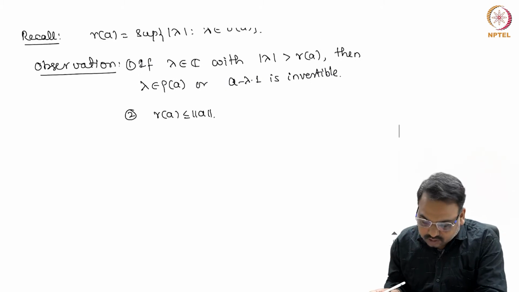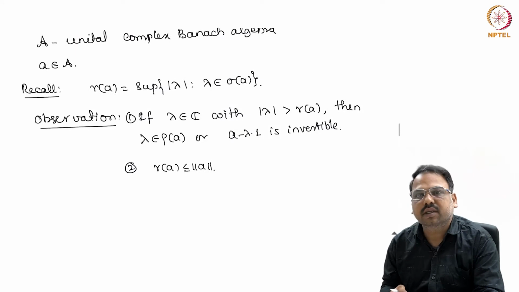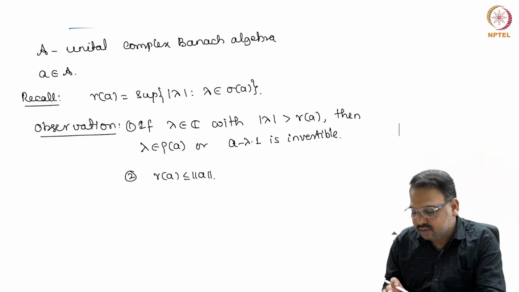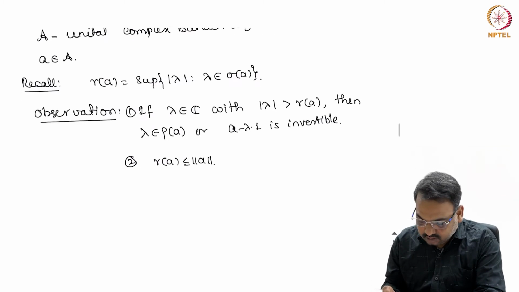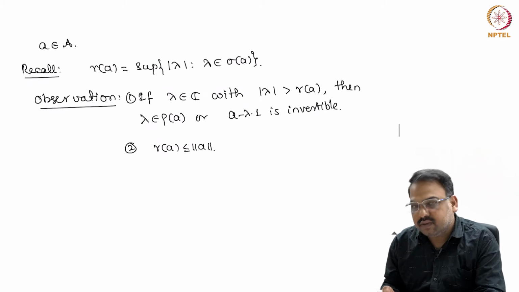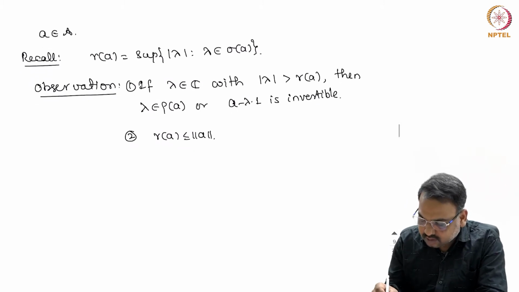So now we can ask the question, how to compute the spectral radius of a given element? One way is to find the spectrum and look at the supremum of mod lambda in the spectrum of a. But that may not be convenient all the time. So for this purpose, we prove a result called the spectral radius formula.